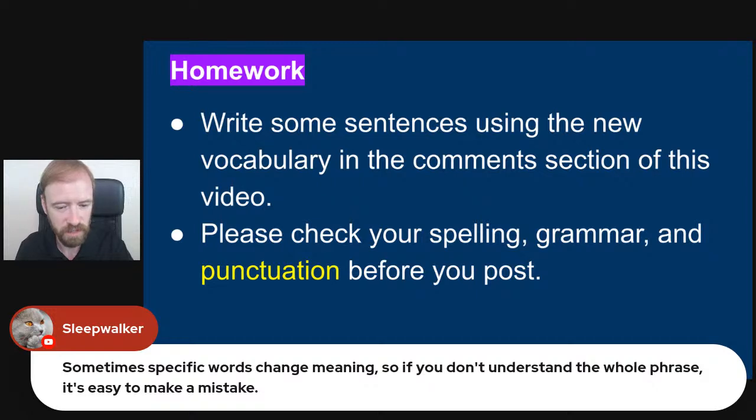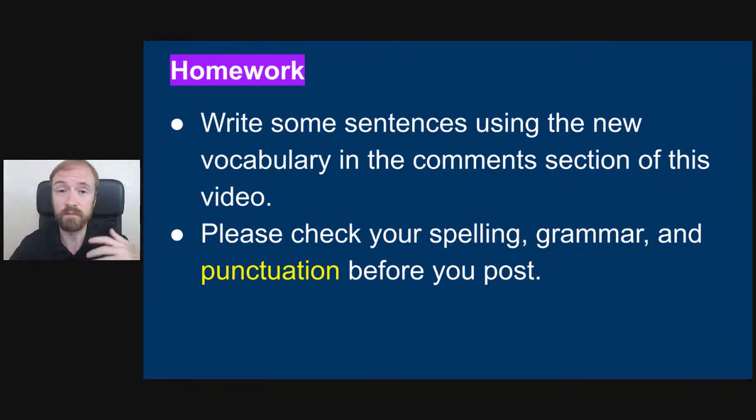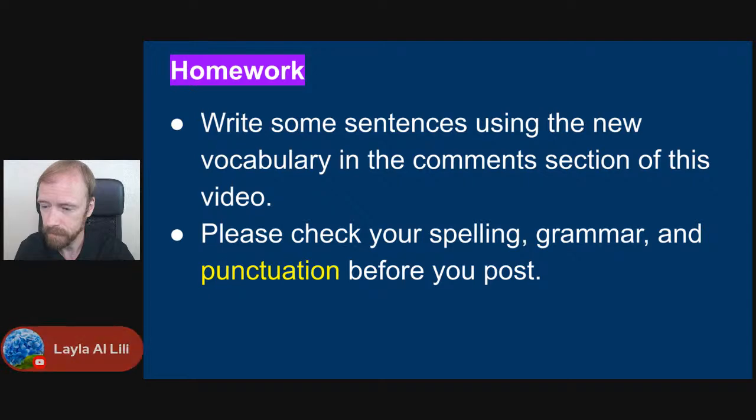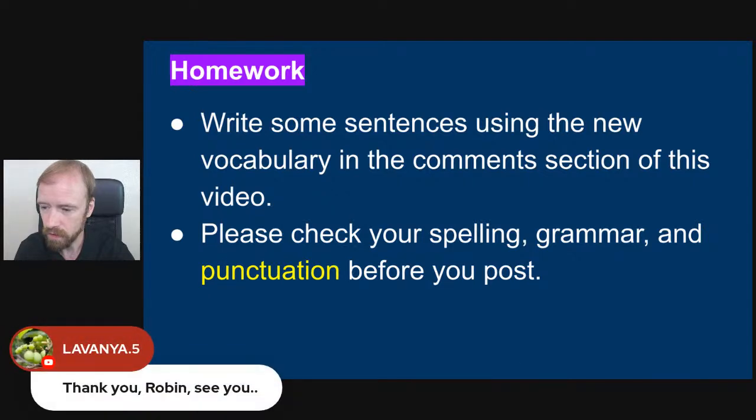Sometimes specific words change meaning. So if you don't understand the whole phrase, it's easy to make a mistake. Yeah, Sleepwalker. And they will design the test knowing, oh, we can trick people on this question. So you got to be careful. Of course, the more vocabulary you know, the better you're going to score on a test. So start reading. Start listening.